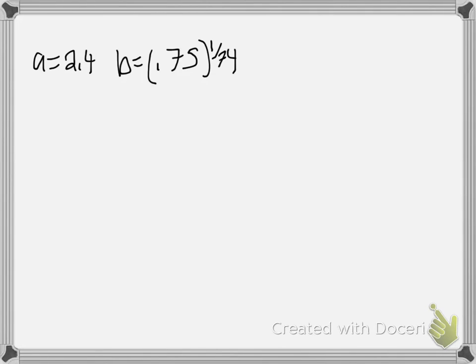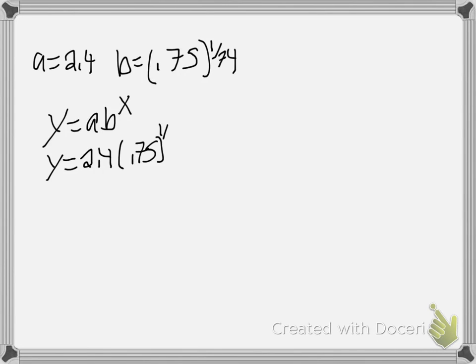Well, now we're asking for what is the half-life, so we need to solve for our t. Well, remember what our formula was again. Y equals a b to the x, and our x was our time. Okay, so we can fill this in. Y equals 2.4 times 0.75 to the 1/74th raised to the x power.